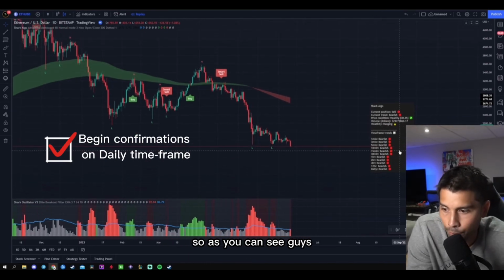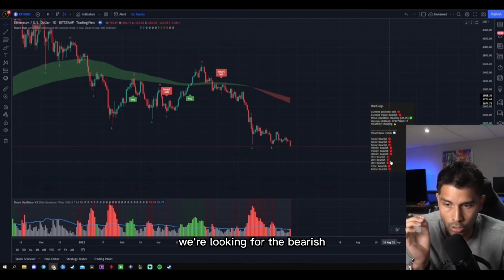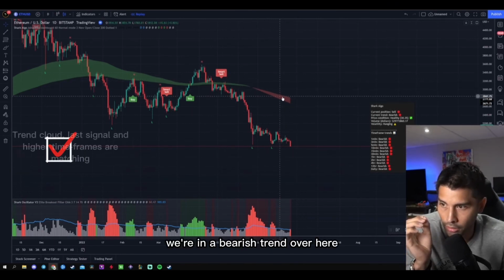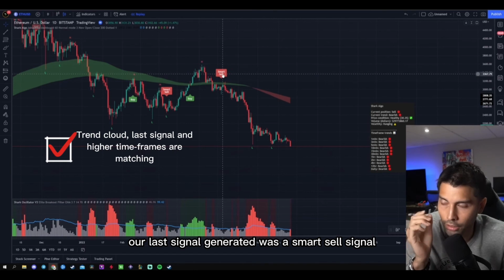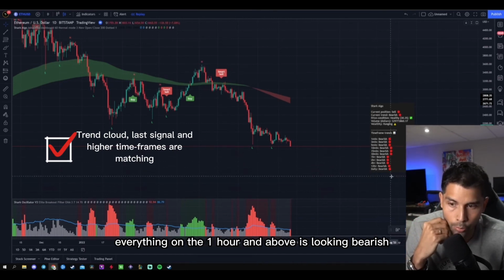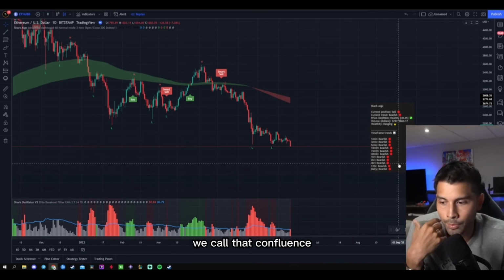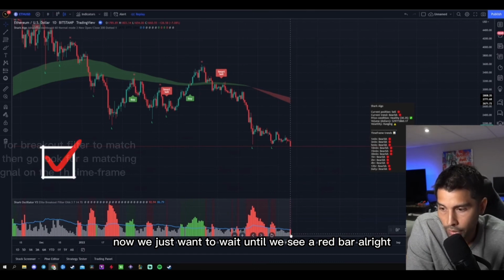So as you can see, guys, we're looking for our confirmations, right? We're looking for the bearish, because we're in a bearish trend over here. Our last signal generated was a smart sell signal. And then we're looking at our dashboard. Everything on the 1 hour and above is looking bearish. So those are 3 things that match up, right? We call that confluence. Now we just want to wait until we see a red bar.